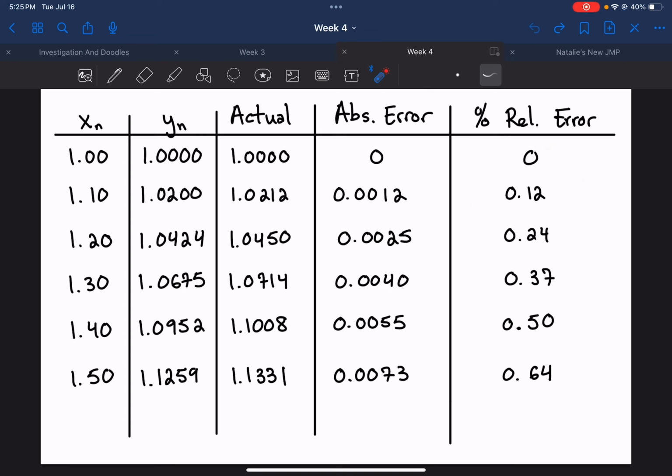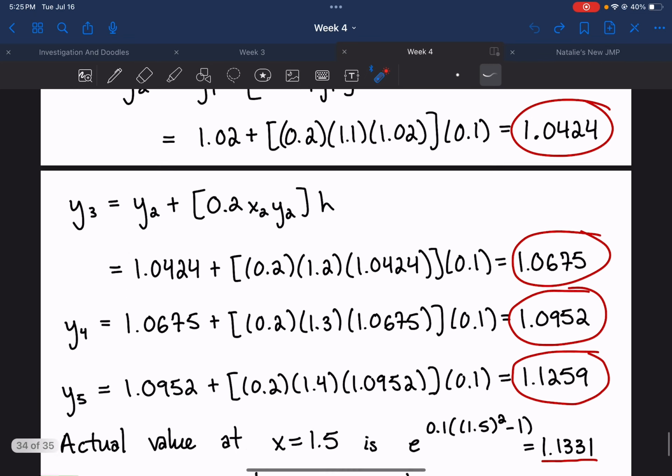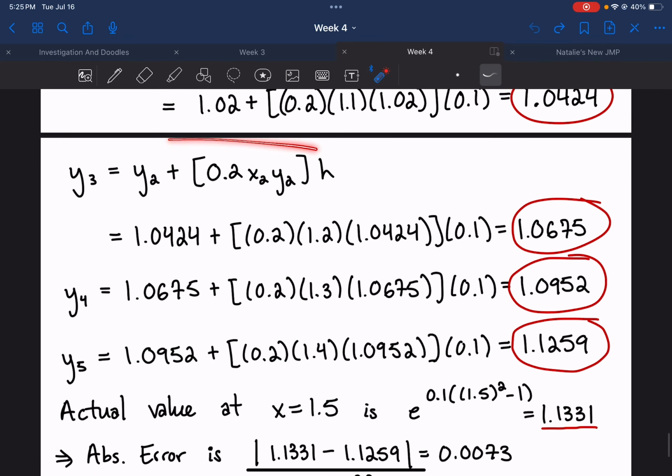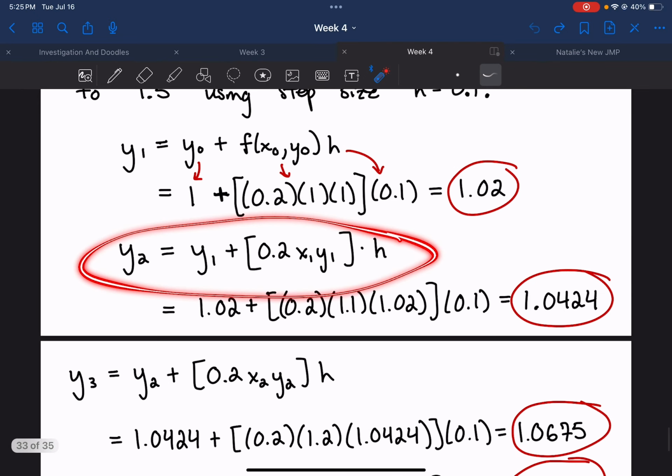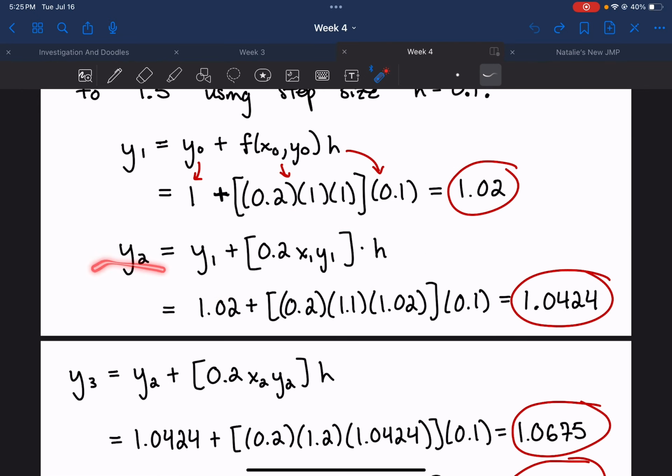That's Euler's method. That's all it is. It's just a way to approximate solutions. And it's very algorithmic. This is the algorithm every time. It repeats itself. To get the next y, you take the previous y plus f at the previous x and y times your step size. That's it. Okay.